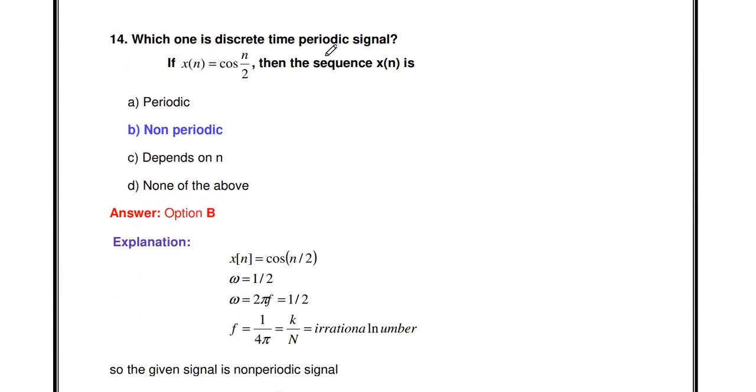Then the next question: which one is a discrete time periodic signal? Here you see the x of n. Check whether the signal x of n equal to cos n by 2 is periodic.